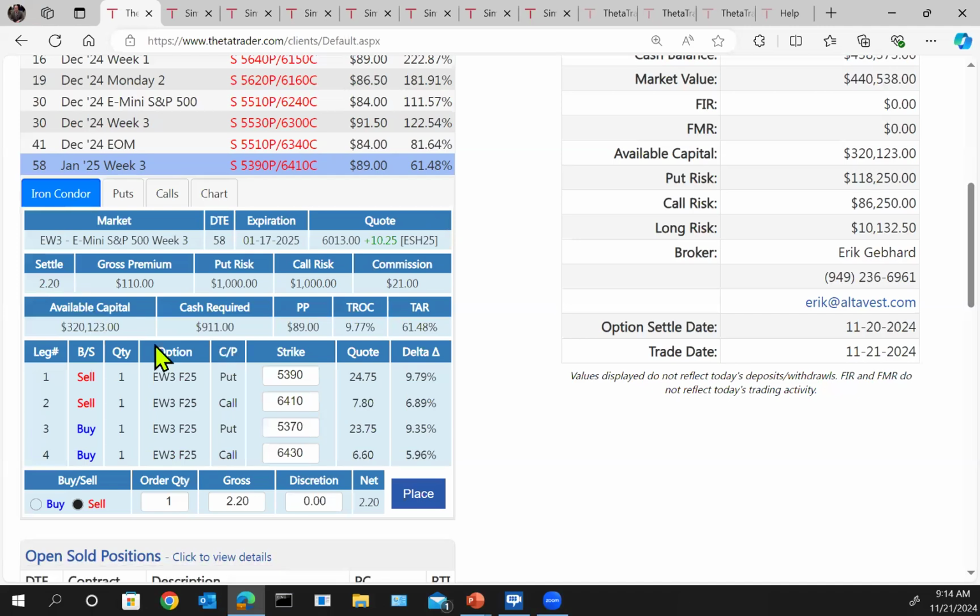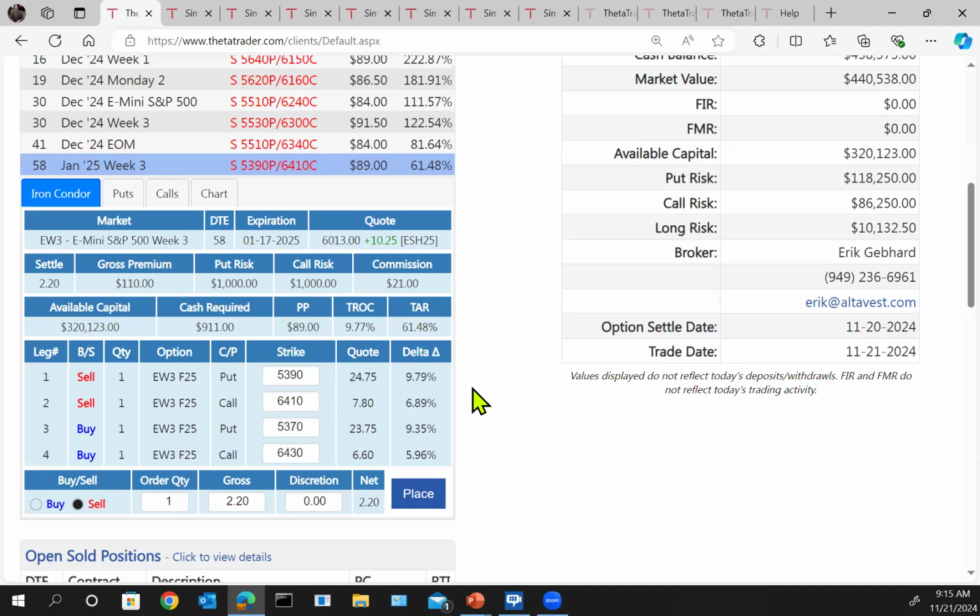And you'll notice here the days till expiration, the expiration date, the quote, settlement value, the premium, put risk, call risk, commission, your capital, cash required, your profit potential, targeted return on cash, and then again, that targeted annualized return. You can see the cash required on the trade. That's another way to say the margin requirement to place this trade, but that's the cash required. We're going to look at this one by one, and notice the puts being sold, the 5390s, have a delta of 9.79%.